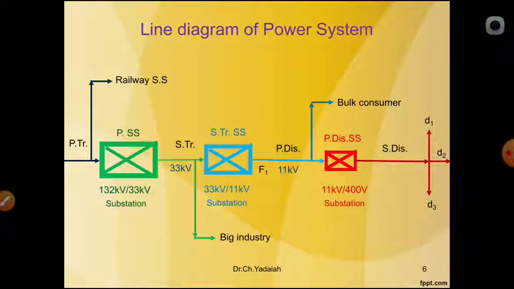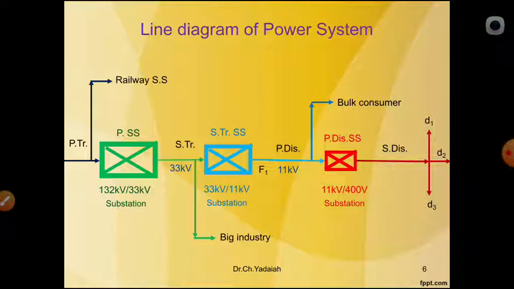Next, the 11 kV by 400 V DTR steps down to 400 volts, and that is given to the different distributors D1, D2, D3. That line is known as the secondary distribution line. We have to remember that.